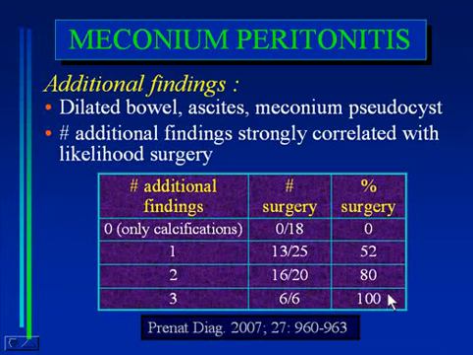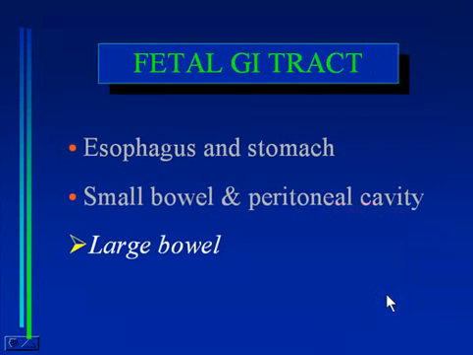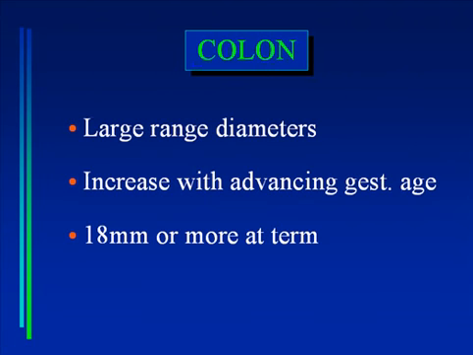And if all 3 findings were present, all of the fetuses needed postnatal surgery. With that, we'll close by moving on and talking about the large bowel, the colon and the rectosigmoid. The colon has a large range of diameters in utero.